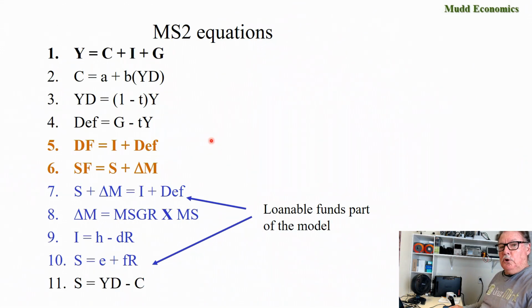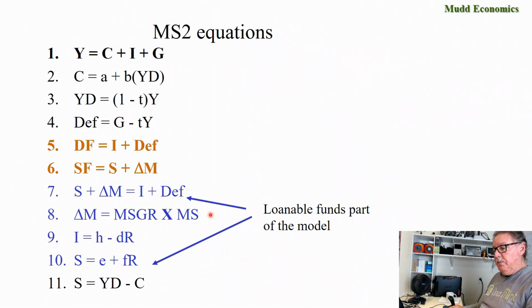Then we move into the loanable funds component of the model. And remember, we saw these equations in video 3, and they were labeled with these numbers. The demand for funds is equal to the sum of investment plus deficit spending, investment being a function of the interest rate as shown down below. The supply of funds is equal to savings plus a change in the money supply, so now we add that policy variable. And then the actual loanable funds model equates the supply of funds in equation 7 with the demand for funds.